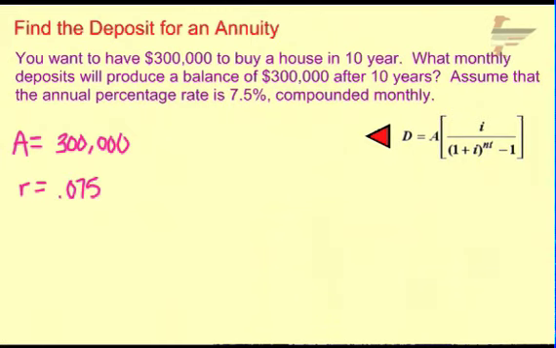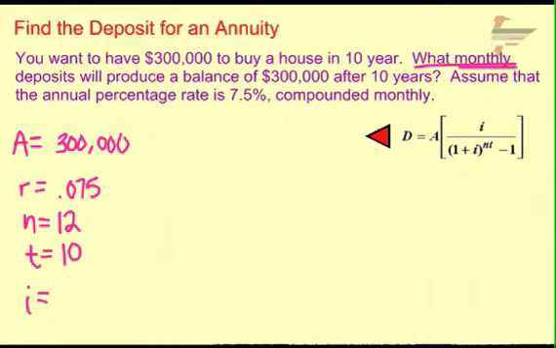We also have an N value. N is how many times are we going to put money in every year. And when the question asks what monthly deposits will produce, we're talking putting in money 12 times a year. We also have T, which is our time. So this problem is saying in 10 years, this is the amount we would like to have. And then the last thing is our I value.